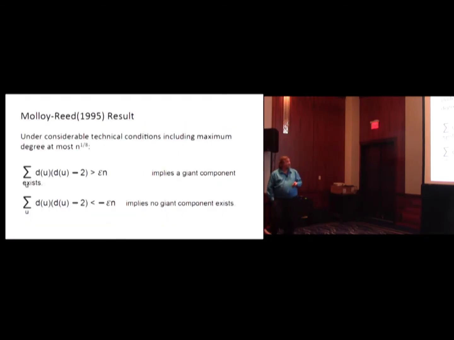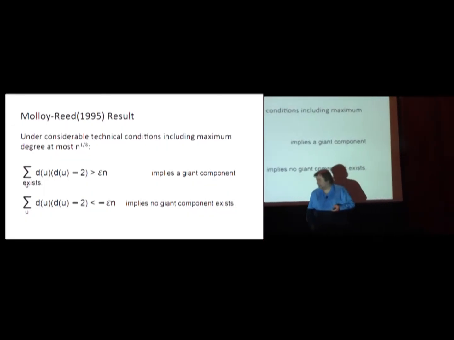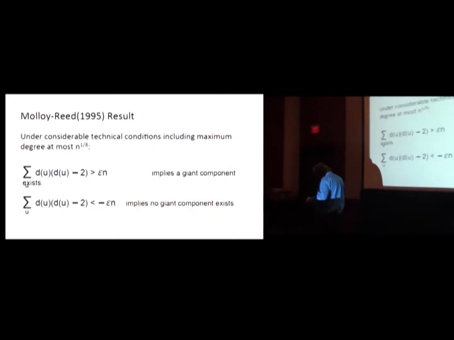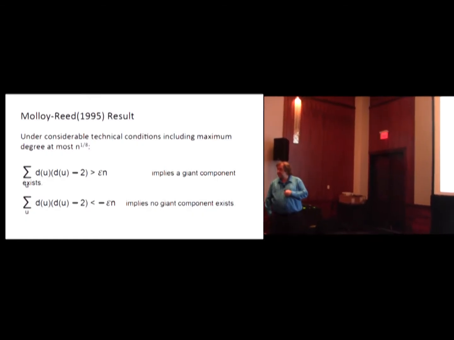And what Mike and I did over 20 years ago was to prove this given all sorts of technical conditions. We wanted some kind of smooth sequence of degree sequences whose length was going to infinity that satisfied some smoothness conditions. And also, we said if this sum was greater than epsilon n, there is a giant component, and if this sum is less than negative epsilon n, then there is no giant component. And another technical condition we had to impose was that the degrees are not too high.